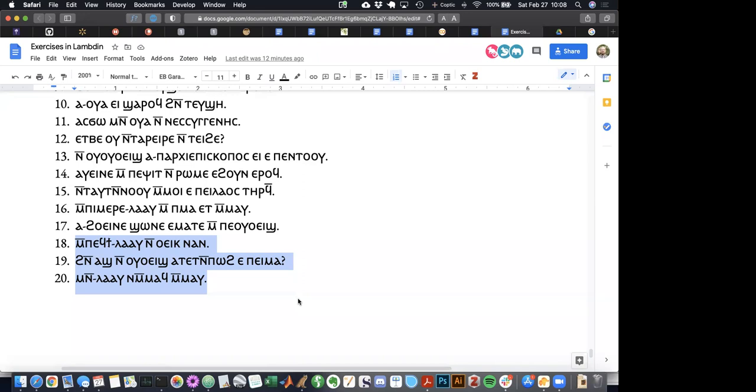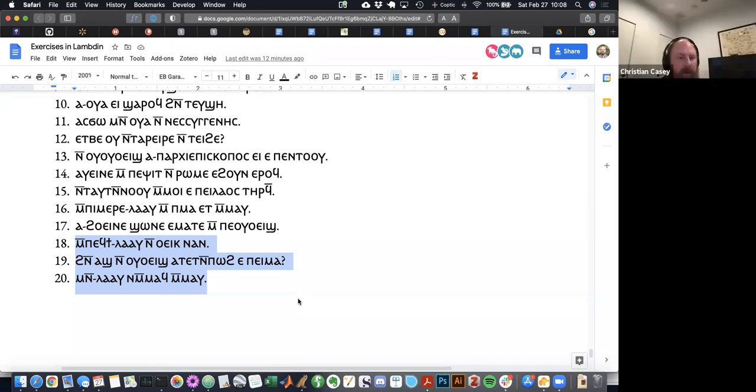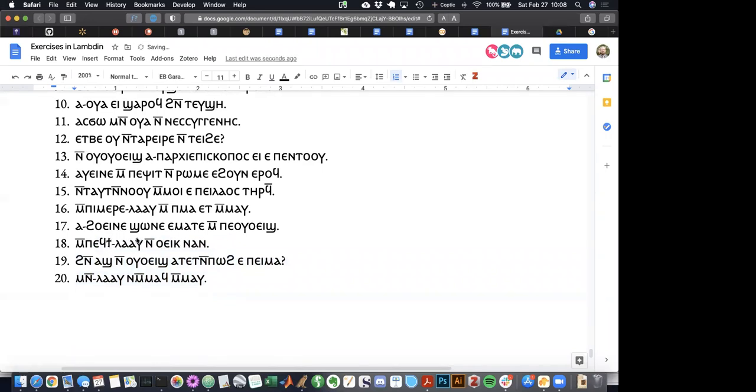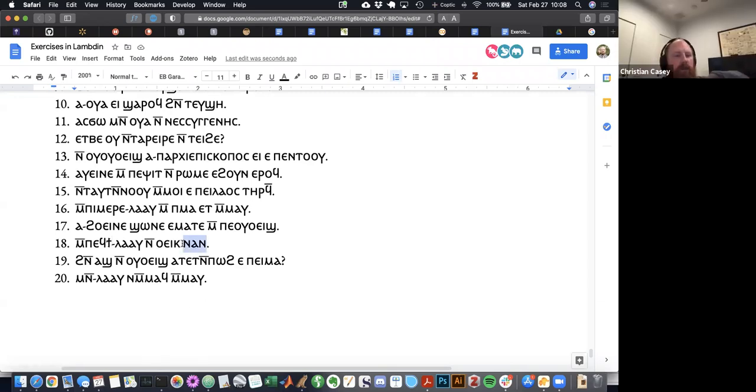Impefti Lau in Oiknan. He did not take any bread. I don't know what the non is doing. So take would be G, but we actually have T, which means give. He did not give any bread. He did not give them any bread, or to us. Not to them, to us. Good, you got it. That's it.